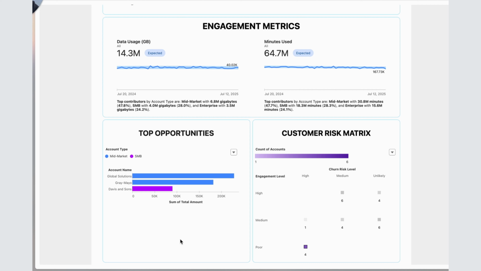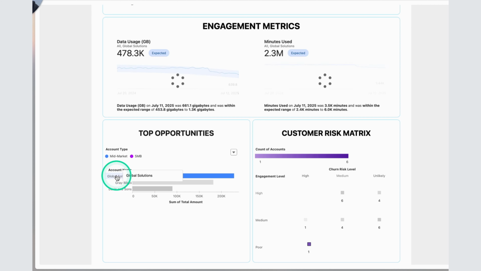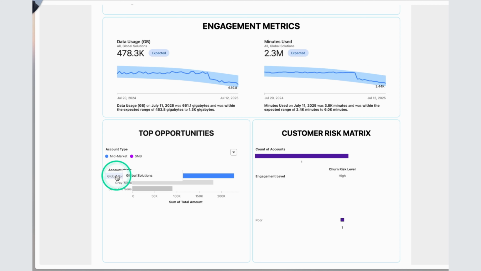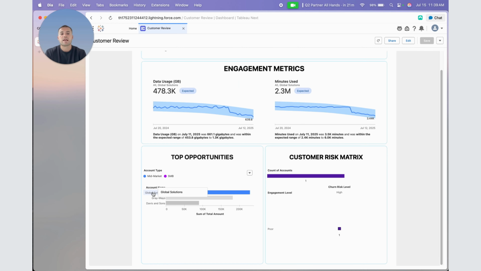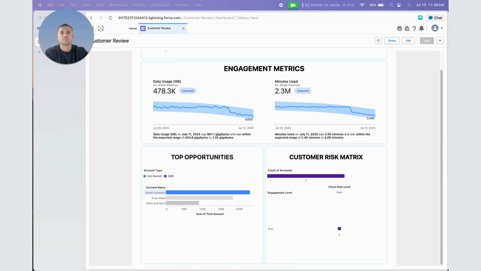So I want to see how their data usage and their minutes used is tracking. So let's now filter those metrics to Global Solutions, and I can see that over the last couple of weeks, they've started to trend down, and this is concerning me. So I'm actually going to turn to AgentForce to understand a little bit more about Global Solutions.